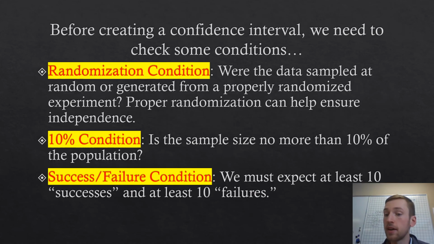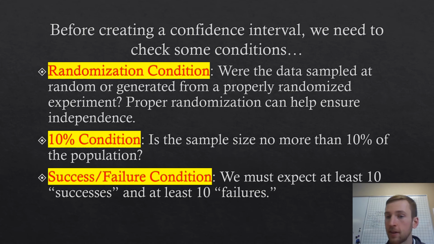So just like we saw in class, before you create a confidence interval, we can't just assume, hey, we've got this normal curve, we're going to use it. This is where you first have to check some conditions, okay? The first one is the randomization condition. So make sure that the sample you've obtained to get your p hat is actually a random sample.